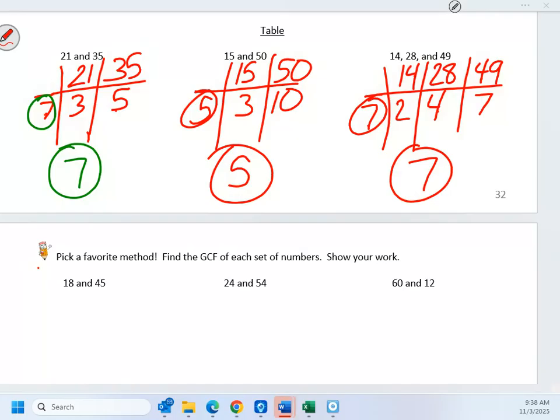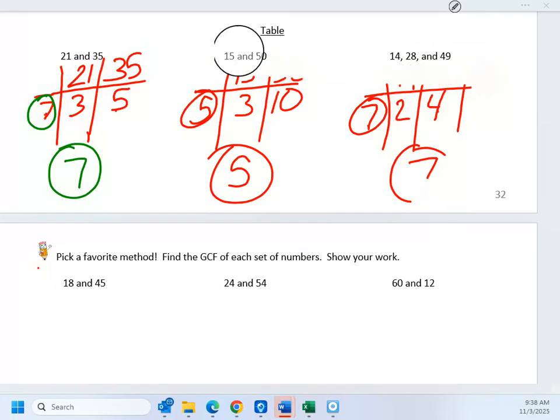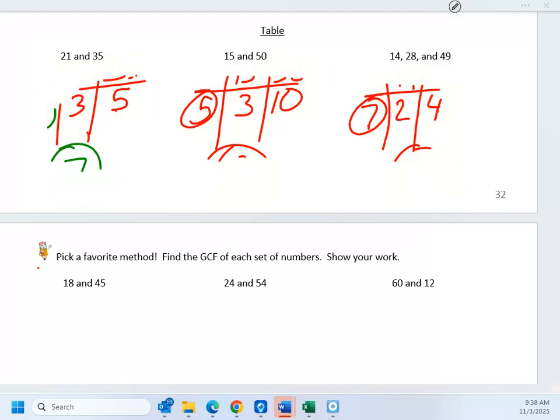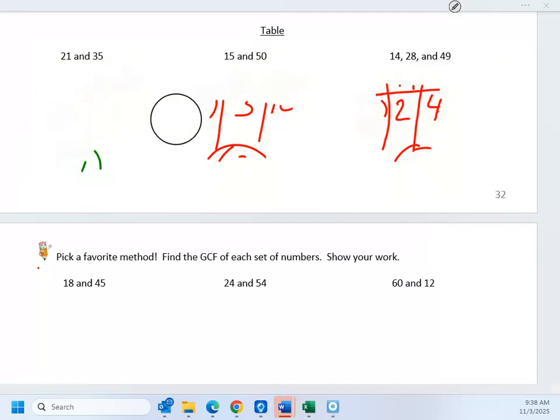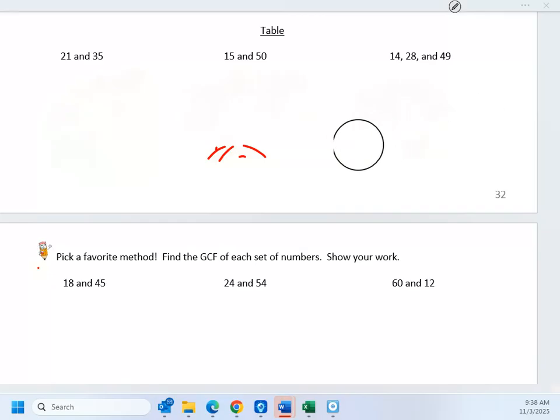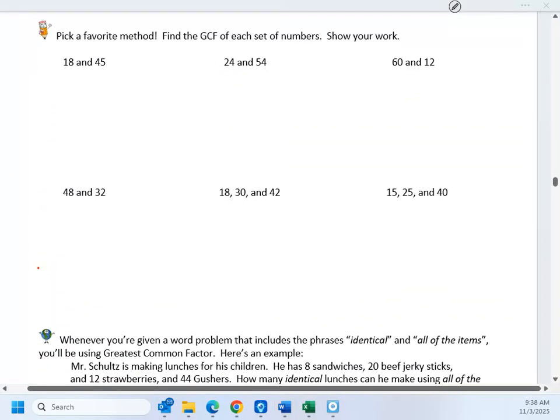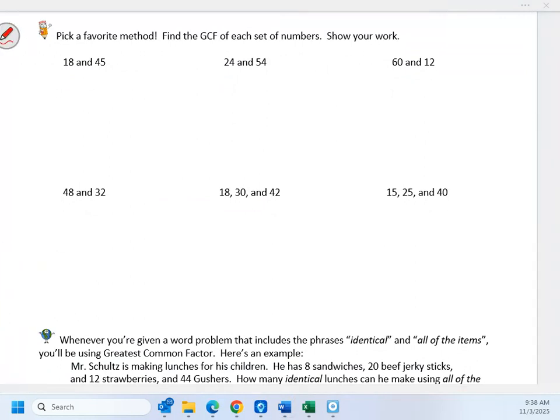So what I want to show you is when we can divide more than one number out, what do we do when we get to that? On our second page, it says we have 3 methods, you pick which method. You can do any of them to get to it, but I want us to work on 18 and 45 together, and I'm going to show us what we do when we can divide more numbers out.